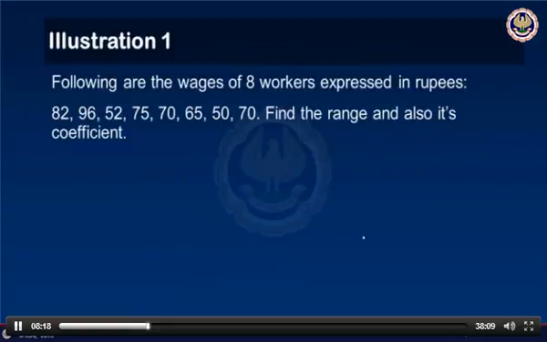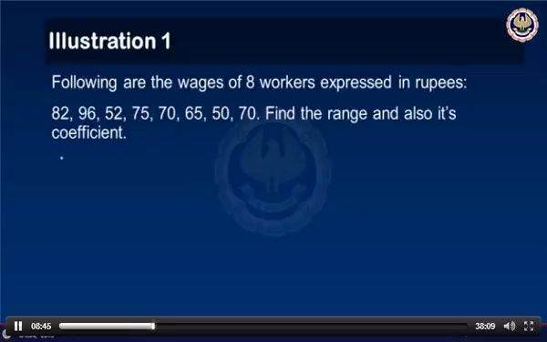Now, coming to the illustrations related to the range, let us go with problem 1. Following are the wages of 8 workers expressed in rupees: 82, 96, 52, 75, 70, 65, 50 and 70. Find the range and also its coefficient of range.